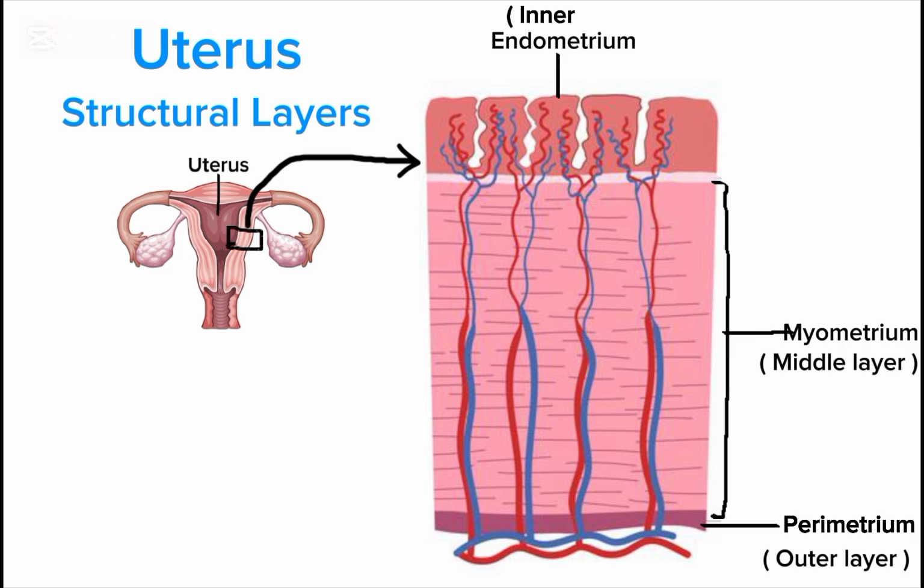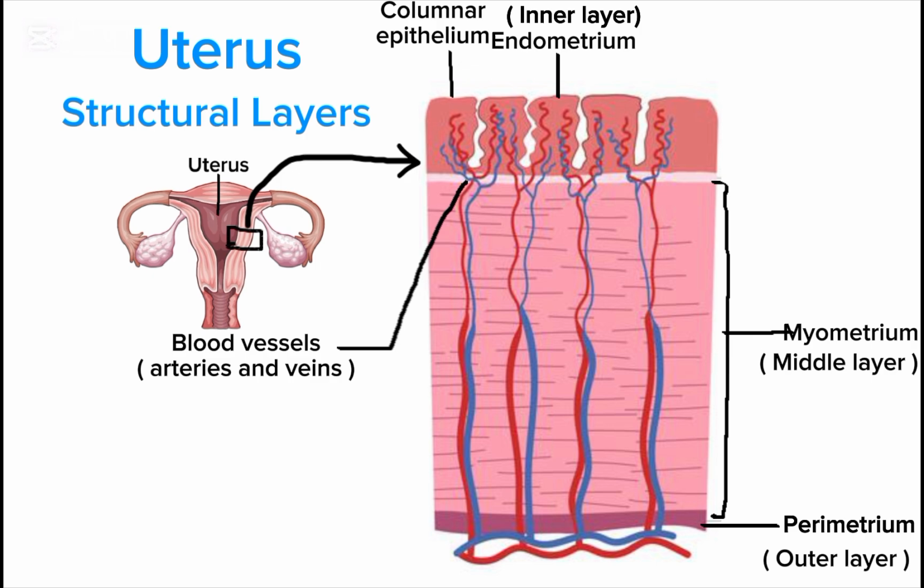Endometrium is the innermost layer. It is made up of columnar epithelium covering the layer of connective tissue. It contains mucus secreting endometrial glands. It is richly supplied with blood by uterine artery. Endometrium has two layers, that are functional layer and basal layer.